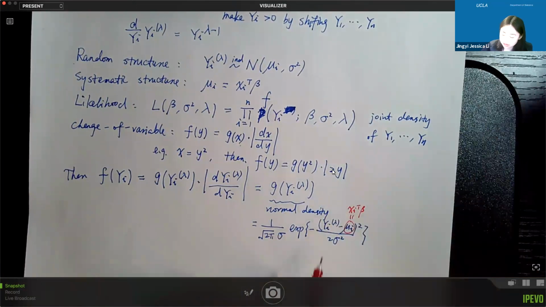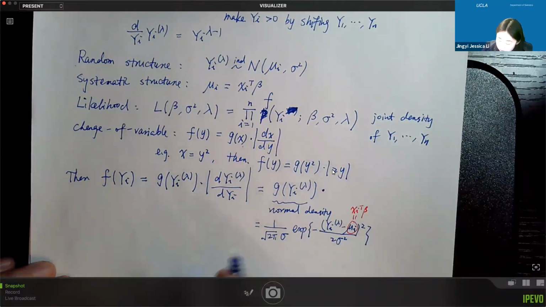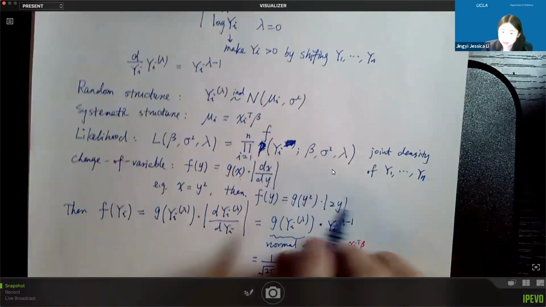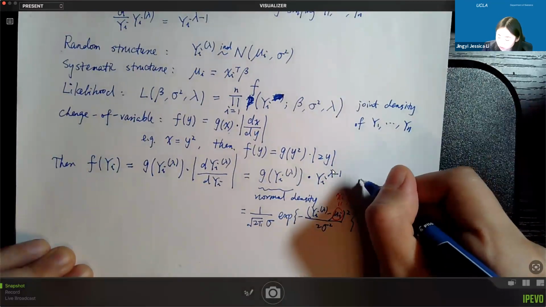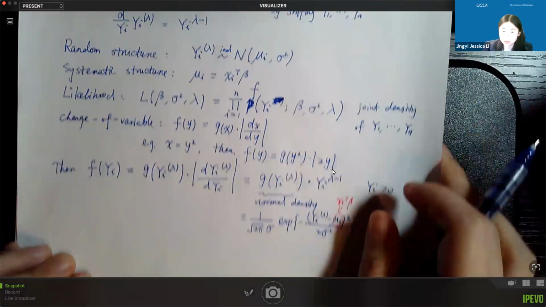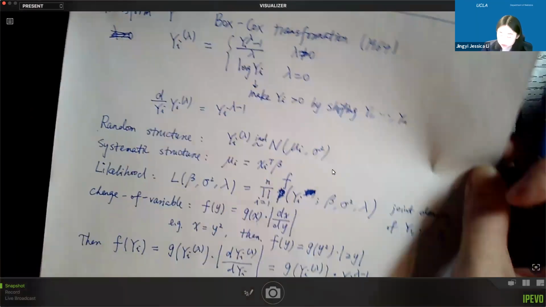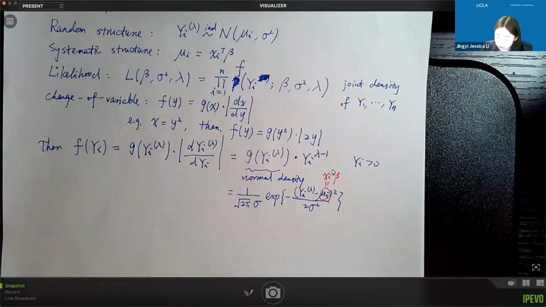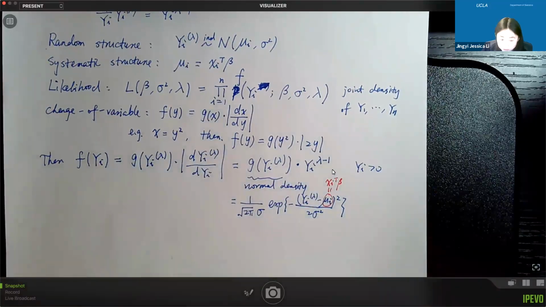Okay, this will be the normal density. And the additional term, which is the derivative, is just y_i to the power lambda minus 1. Of course, here y_i must be positive, so I'm also assuming that y_i is made positive, just as what we did for the log. So please make sure that when you apply the Box-Cox transformation, you do the shifting first. Okay, so that's the density, and you can make the density into your likelihood to do the product, and you are fine.